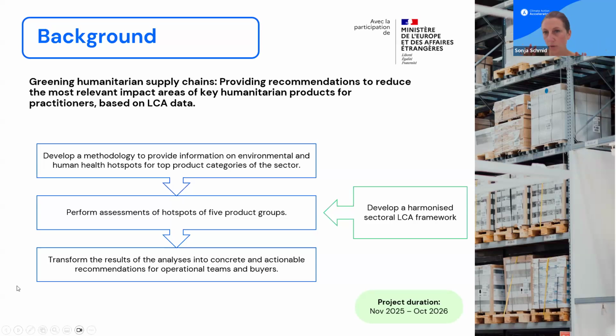There are two major components. One is a methodology to provide information on environmental and human health hotspots for top product categories of the sector. The idea is really to, instead of having individual assessments, have product categories and provide key information per category, key impact hotspots per category, perform the assessment of hotspots of these 5 product groups, and then transform the results of the analyses into concrete and actionable recommendations for operational teams and buyers.